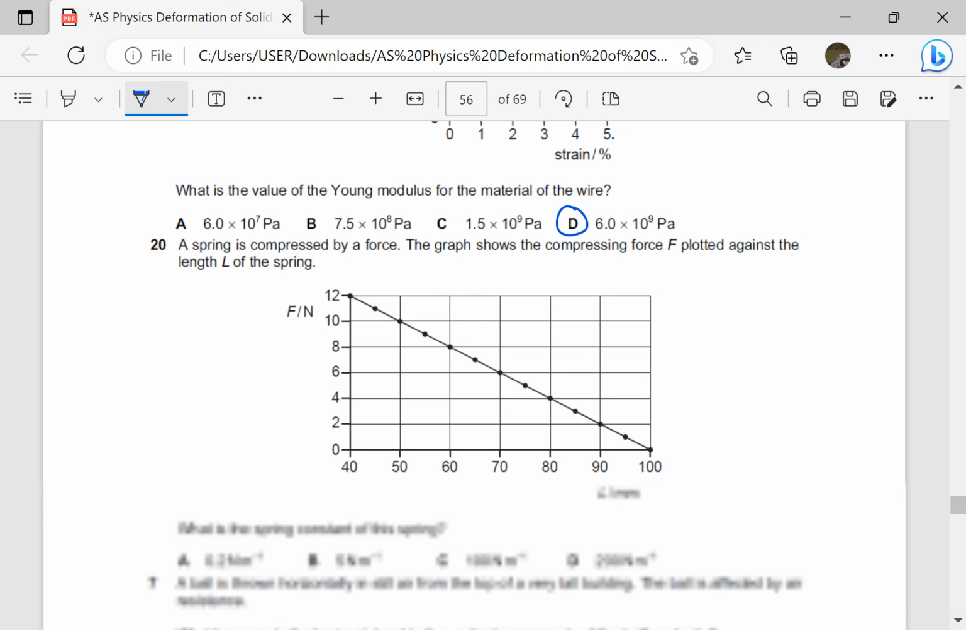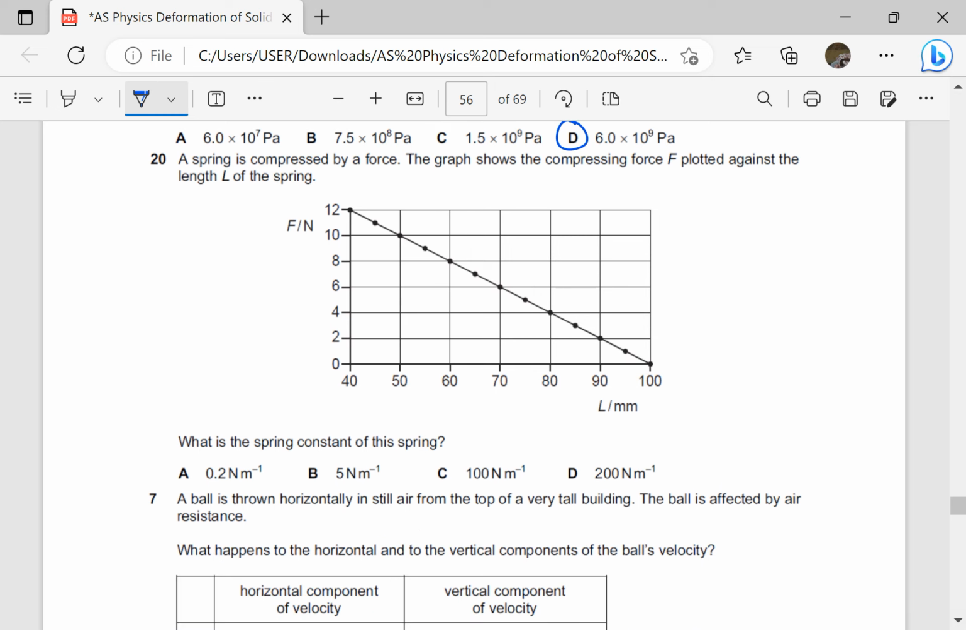A spring is compressed by a force. The graph shows the compression force F plotted against the length L of the spring. What is the spring constant of the spring? So let's find the spring constant.